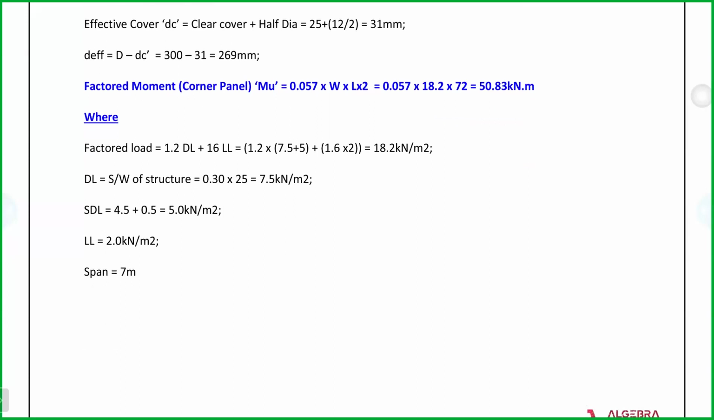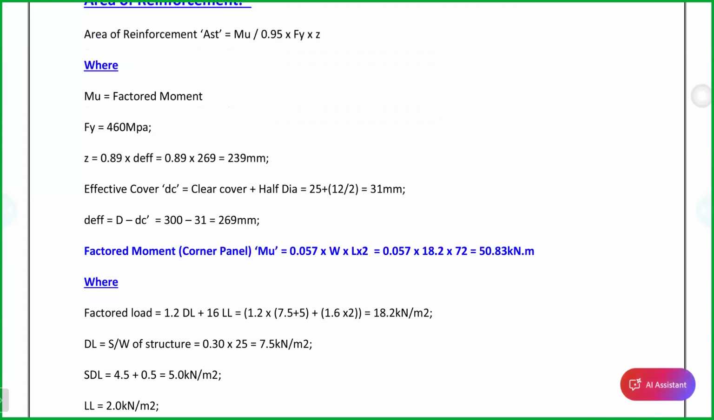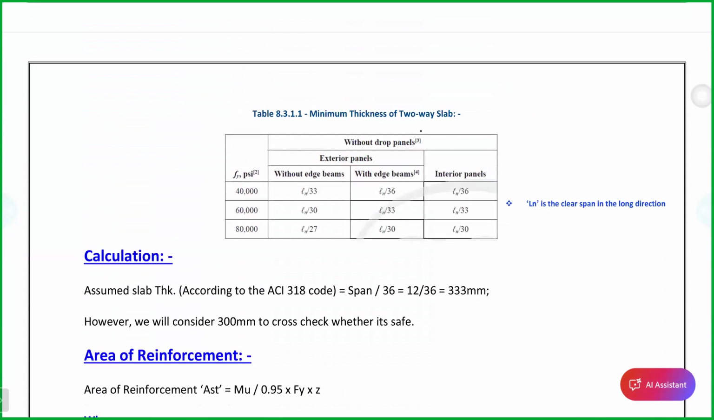What is the factored load? It is 1.2 dead load plus 1.6 live load, the 18.2 which we have substantiated. So what is the dead load? It is 7.5, the one we calculated before, and 5. Can you see?